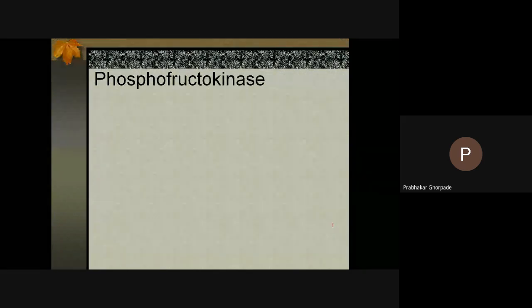So these are the irreversible reactions: hexokinase, phosphofructokinase, pyruvate kinase. Phosphofructokinase is the most important control point in the mammalian glycolytic pathway, an allosteric enzyme. Phosphofructokinase gets activated with the help of AMP and fructose 2,6-bisphosphate, and it gets inhibited by ATP, citrate, and fatty acids.